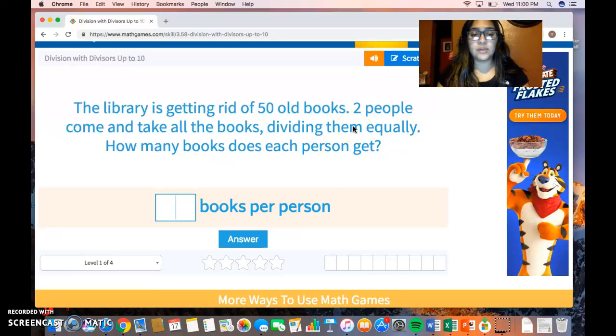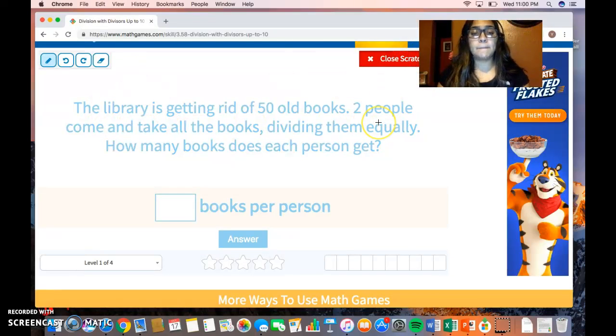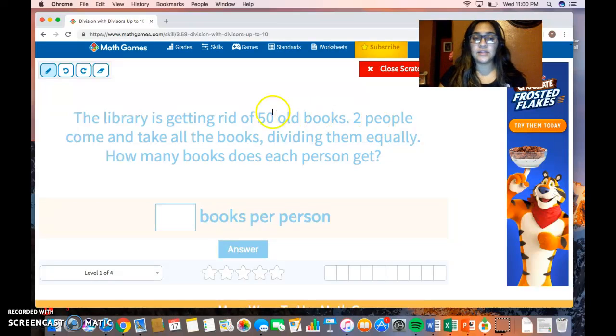So once you get that word problem, you're going to click on the scratch pad. And before that, I do want you guys to read the word problem to yourselves, so I'm going to demonstrate that. And it would look like this. The library is getting rid of 50 old books. 2 people come and take all the books. Dividing them equally, remember that keyword equally, how many books does each person get?